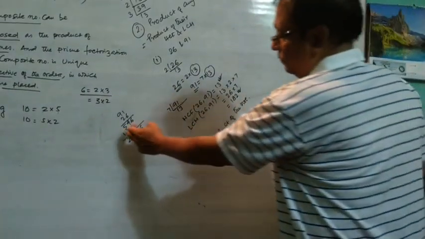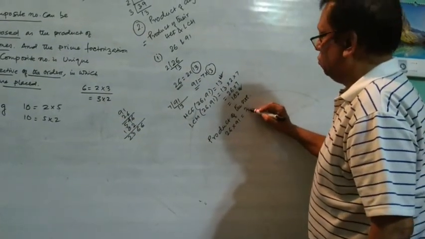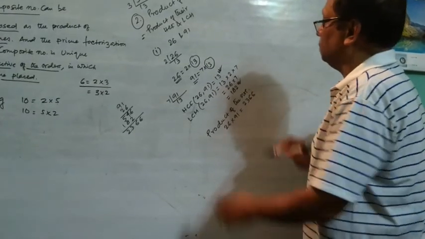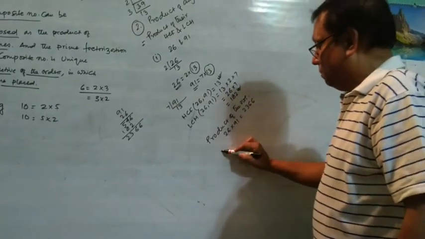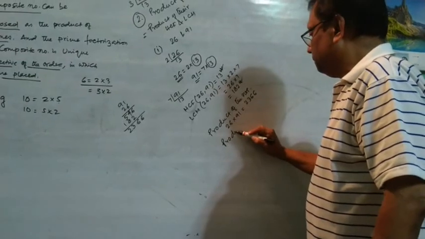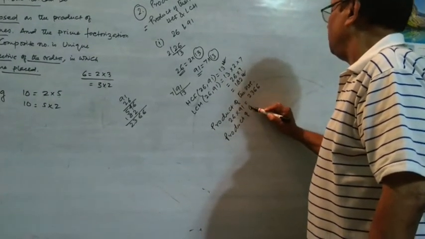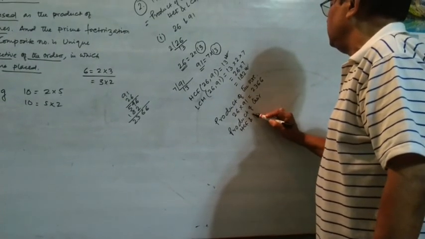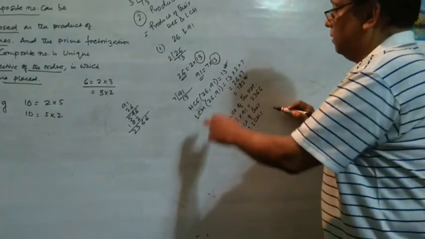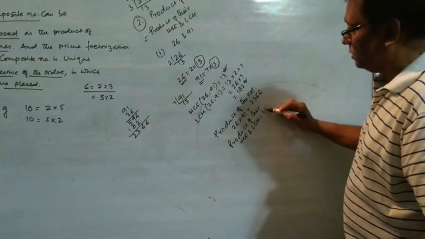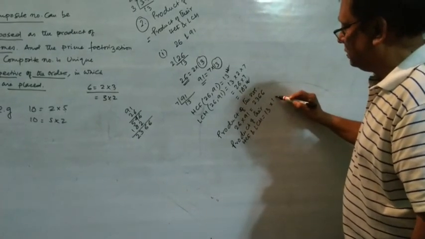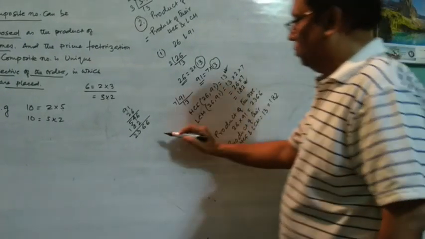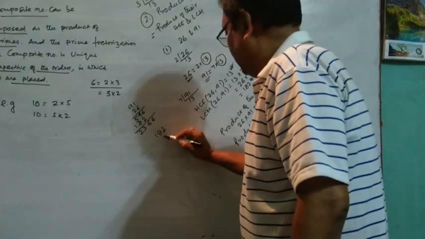2366. It is 2366, product of the numbers, and product of their HCF and LCM. What is the HCF we have got? It is 13. What is the LCM we have got? 182. So again 182 into 13.